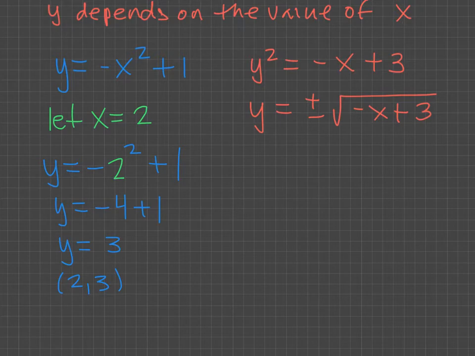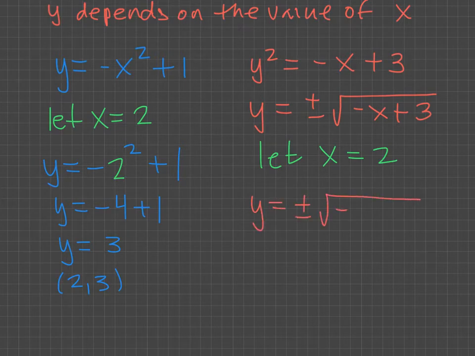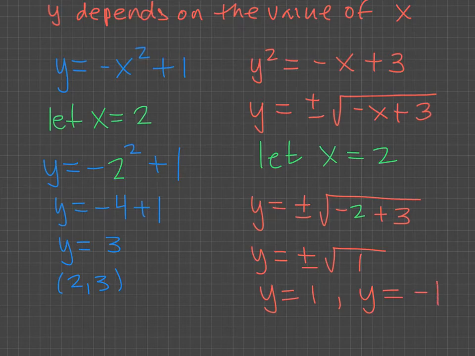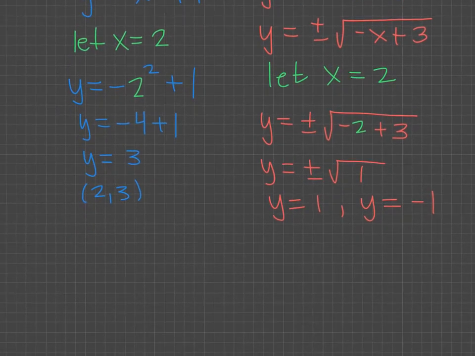Now let's let x equal 2 for this other equation and see what we get. We're going to say y equals plus or minus the square root of, plugging in 2 for x, negative 2 plus 3, which gives us 1. So y equals plus or minus square root 1. So we get y equals 1 and y equals negative 1. We get both of those cases. There are actually two solutions, the solution 1 and the solution negative 1.